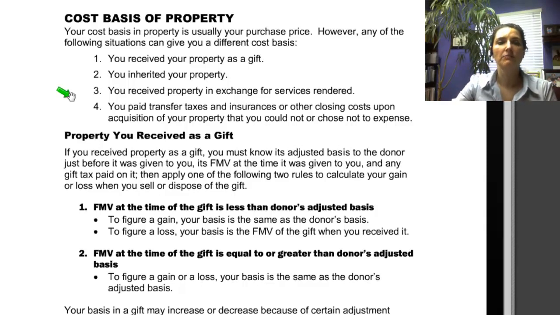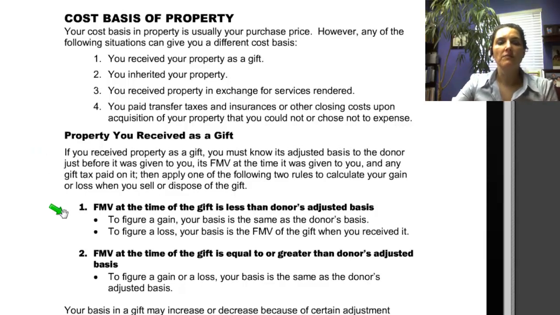So let's look first at property you received as a gift, because if you received property as a gift, that means, well, you didn't purchase it. And if you didn't purchase it, well, you might have to do a little bit of extra work to figure out what your cost basis is. So if you receive property as a gift, you must know its adjusted basis to the donor just before it was given to you, its fair market value at the time it was given to you, and any gift tax paid on it. You then apply one of the following two rules to calculate your gain or loss when you sell or dispose of the gift.